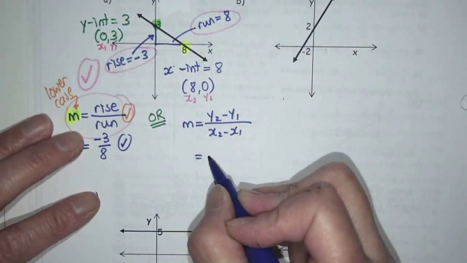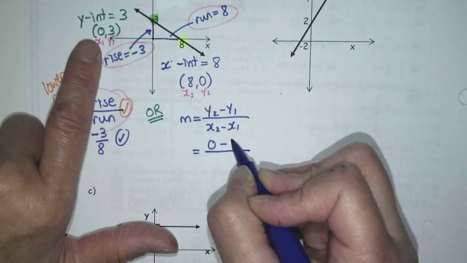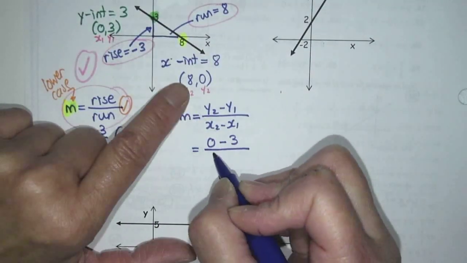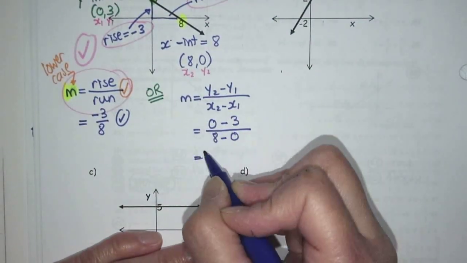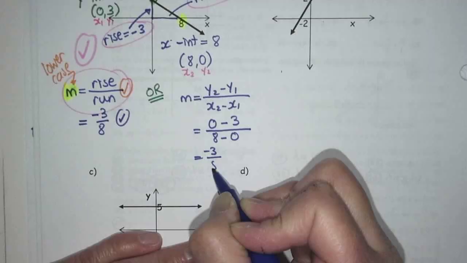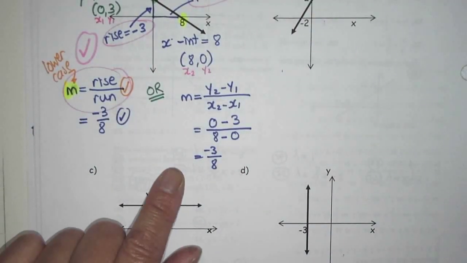Pretending I'm going to use this, y2 will be 0 minus 3, and x2 would be 8 minus 0. So 0 minus 3 is -3, and that's over 8. And look, we get the same answer. So you have 2 different choices there.